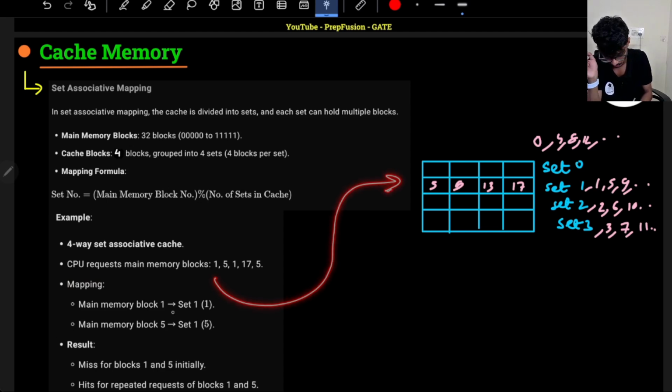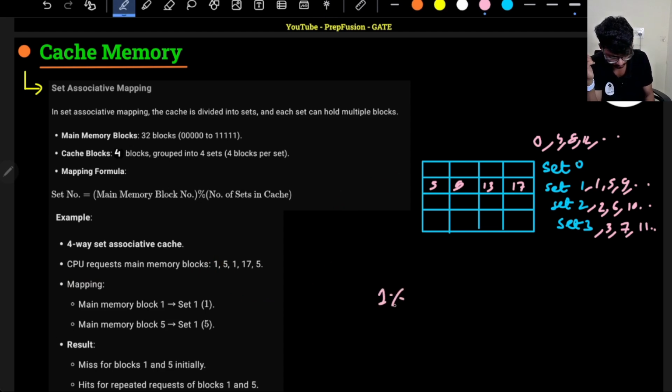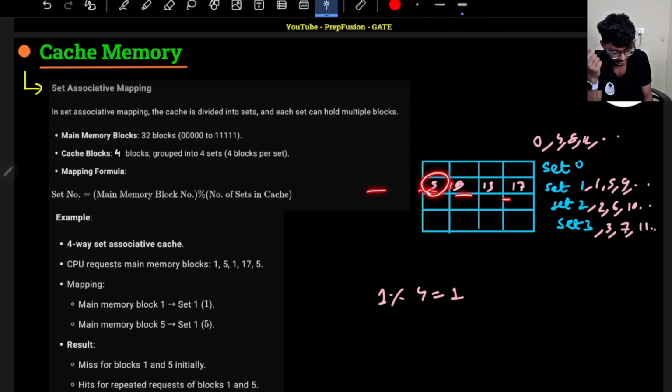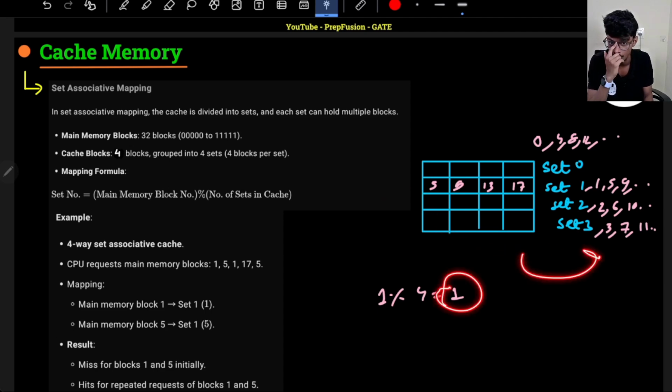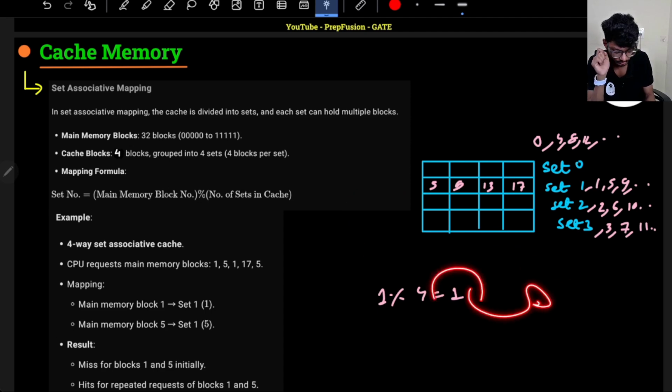As it is block 1, I will do 1 mod my number of sets, that is 4, and it comes to 1. So I will go into set 1 and check whether any of the tags match. I will see that none of the tags are matching. Basically none of the main memory block numbers are present here. So I will go into the main memory and transfer block 1 to my cache memory.